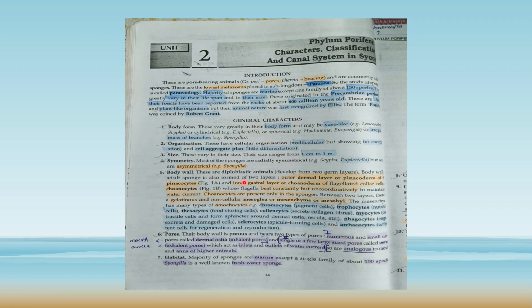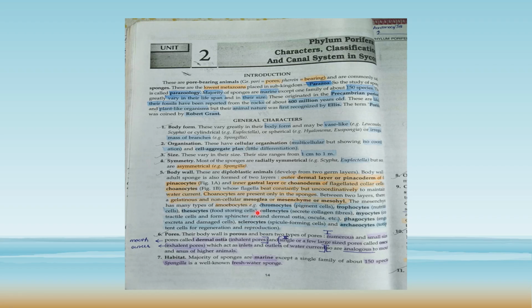Now, the body, they are diploblastic, developed from two germ layers. There are mainly three germ layers, that is ecto, endo, and meso, but only two contribute, so they are diploblastic. Body wall: the adult sponge is also formed of two layers. The outer is the dermal layer, called pinacoderm, made up of pinacocytes. And the inner gastral layer is called choanoderm, which has flagellated collar cells which produce the water current. Choanocytes are present only in sponges. Between the two layers, there are many amoebocytes as well.